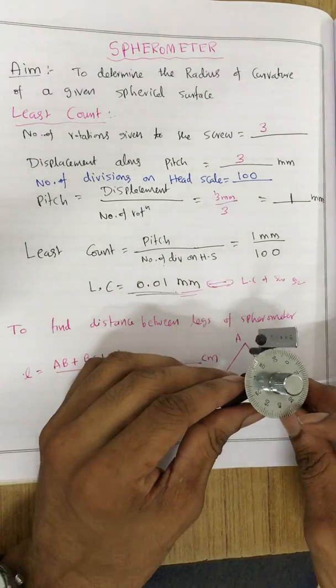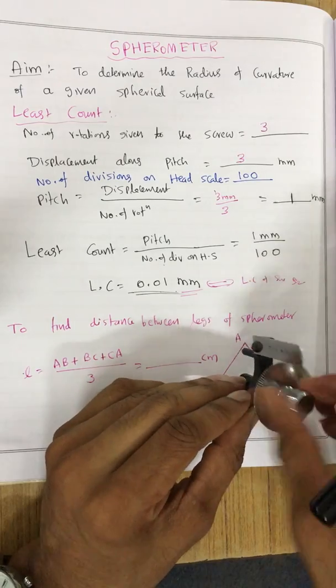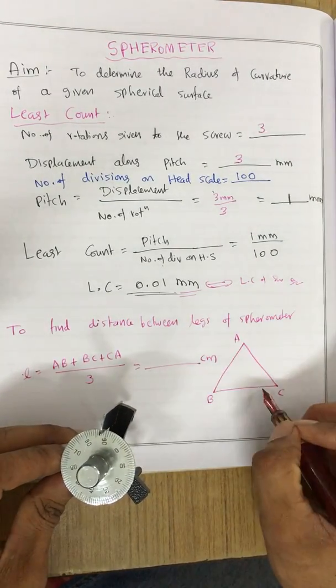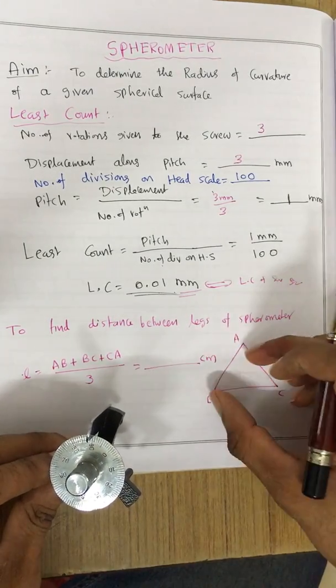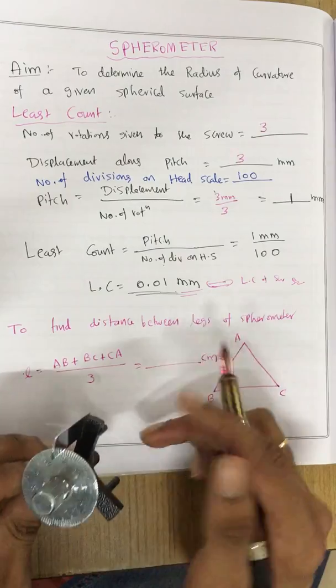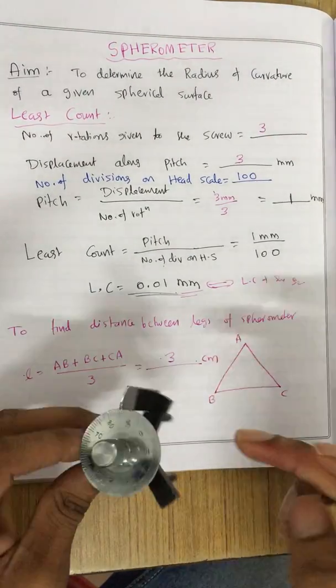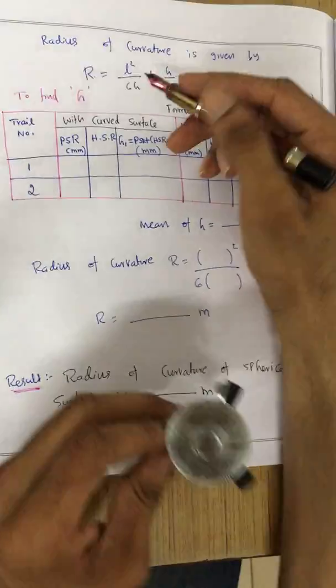We need to keep it on a sheet and press, making sure that all 3 legs are touching, so that we get 3 points. Join them, find the distance between all the 3 legs, and take the mean of it. For example, let me say 3 centimeter is the distance between any 2 spherometer legs. So that L should be substituted here.